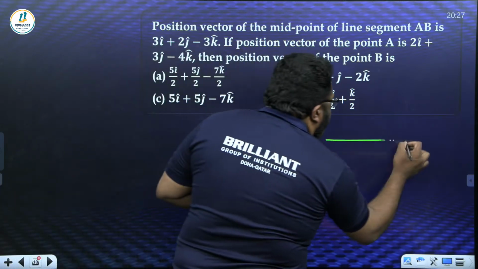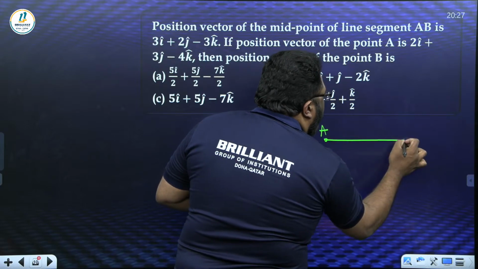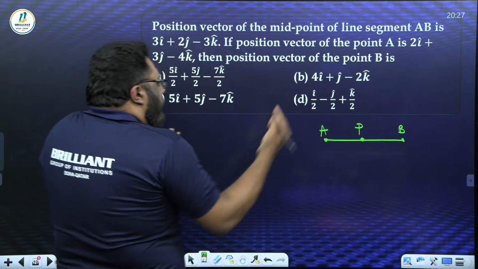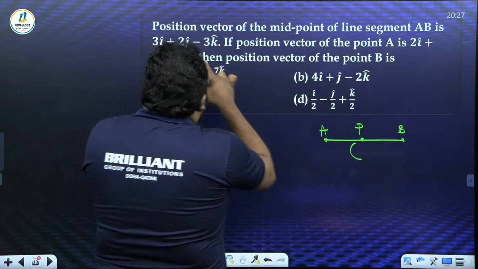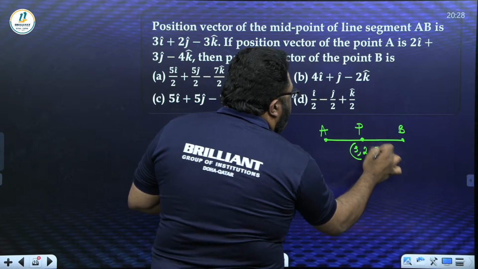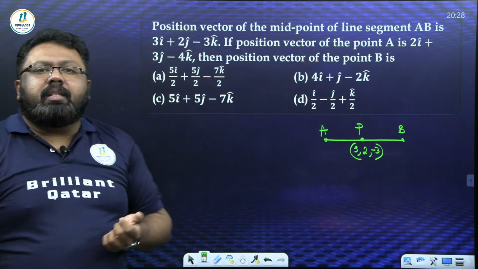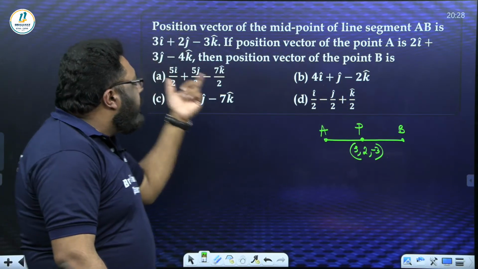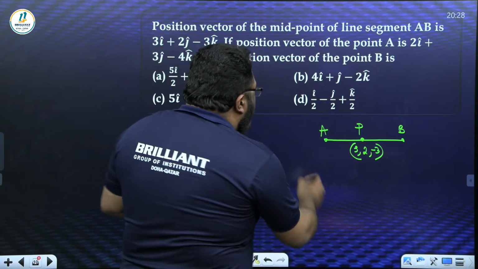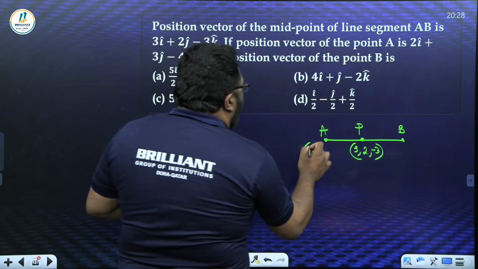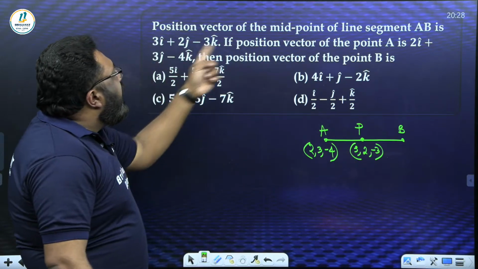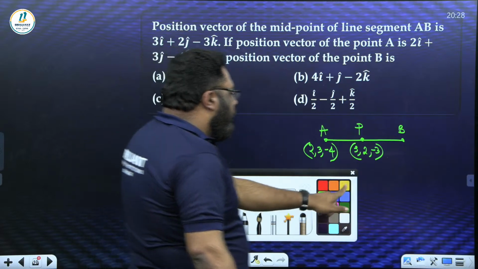Next, position vector of the midpoint of the line segment AB is given. So there is a line segment AB and they are giving me the midpoint has a position vector. Position vector means it is the coordinates of that point itself. So 3, 2, minus 3. My dears, position vector simply means the coordinates of the point. And if the position vector of A, so they are giving me the coordinates of A also, 2, 3, negative 4. Now they want the position vector of B.